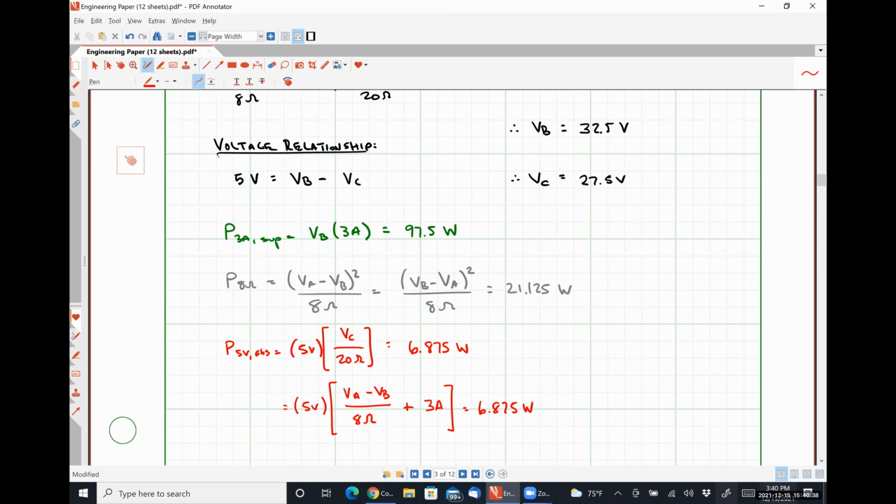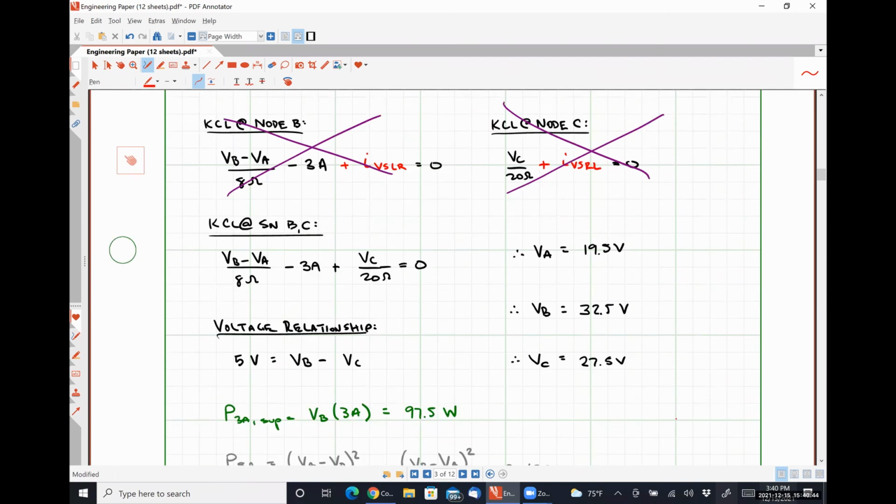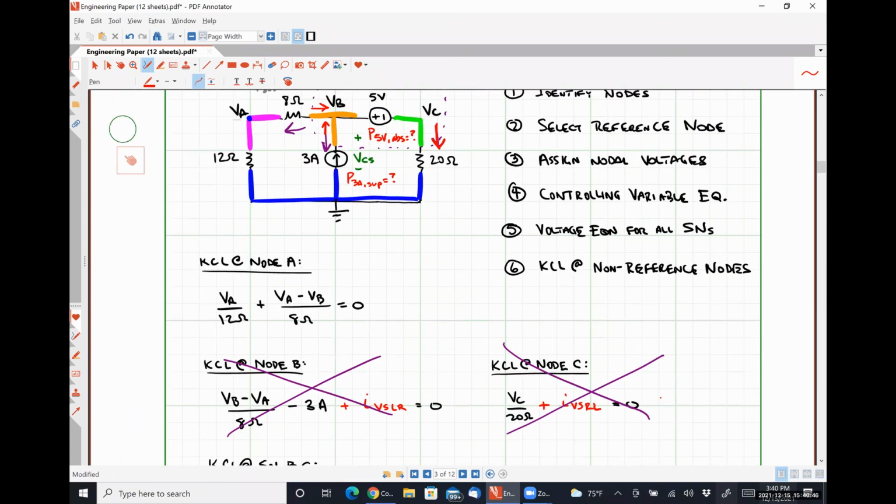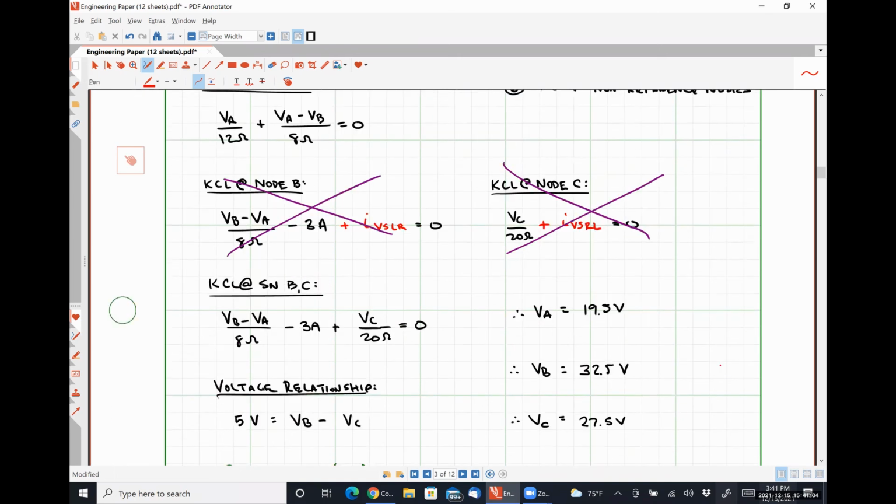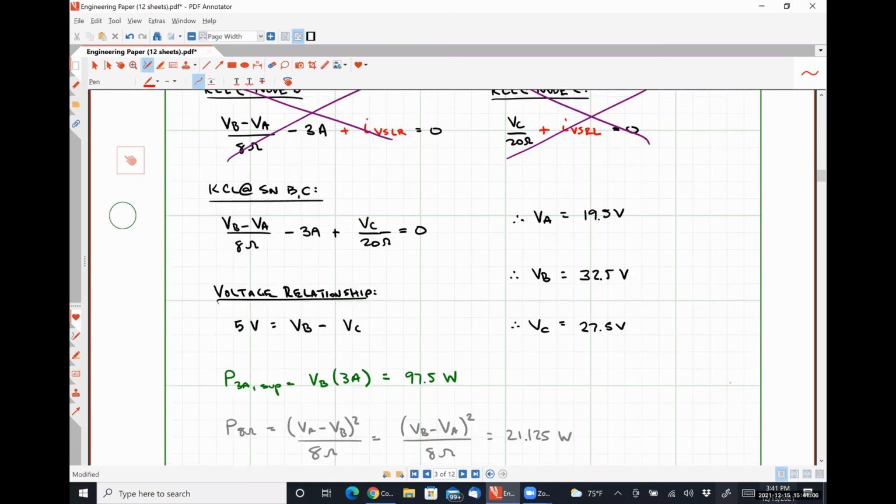Bradley: I just wanted to ask you, like, how will we find the power supply? So the power supplied by that voltage source just means we want the current flowing in the opposite direction. Will it be negative? So we could have negative VC over 20, or we could have VB minus VA over 8 plus negative 3. Yeah, literally just change the directions on the arrows, and there we go. And that's just from using the passive sign convention.